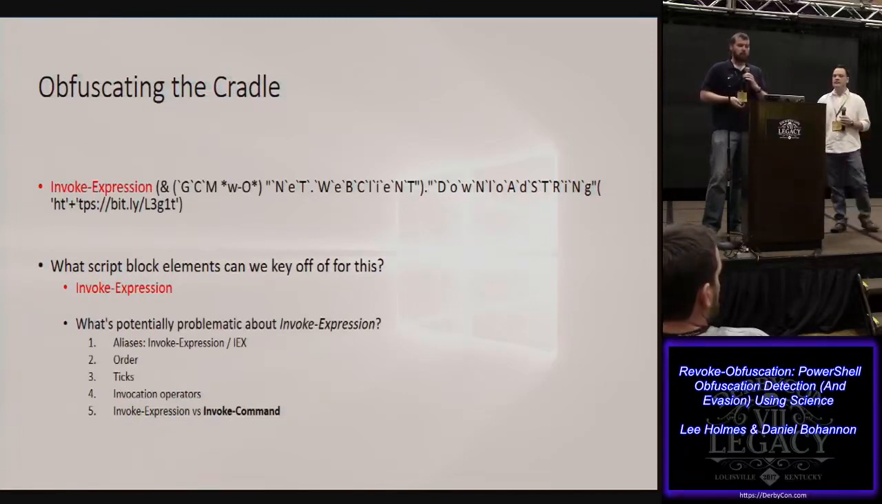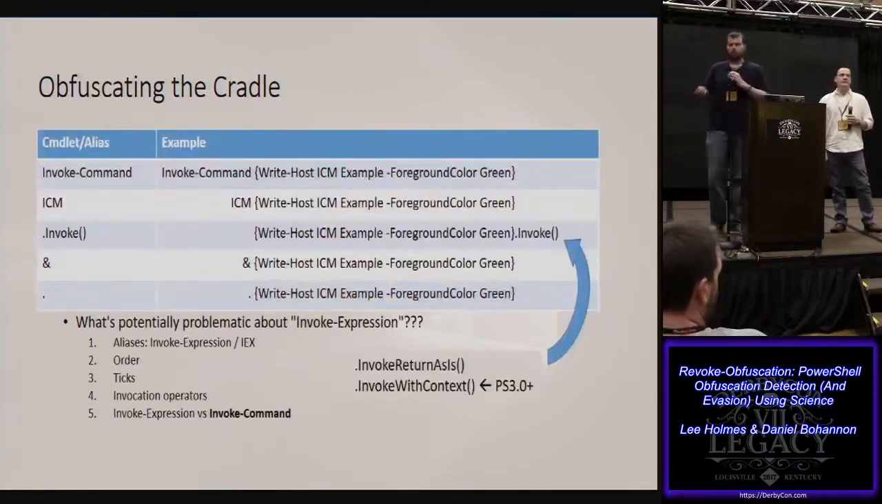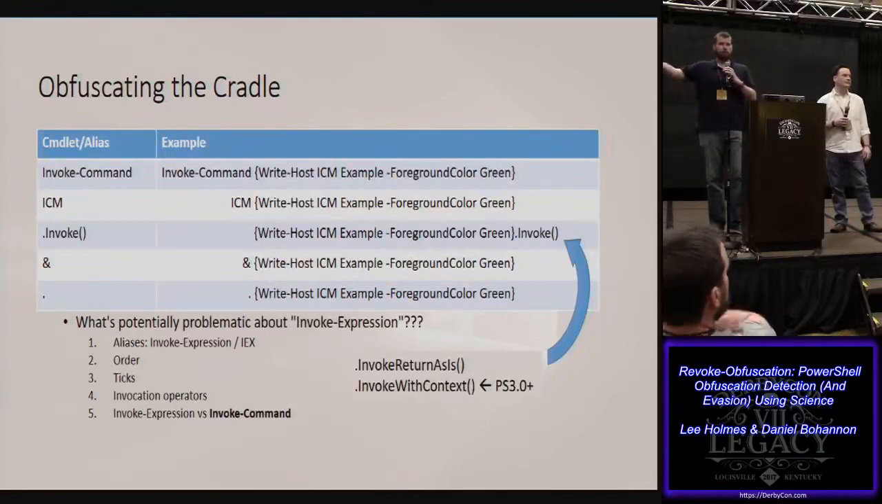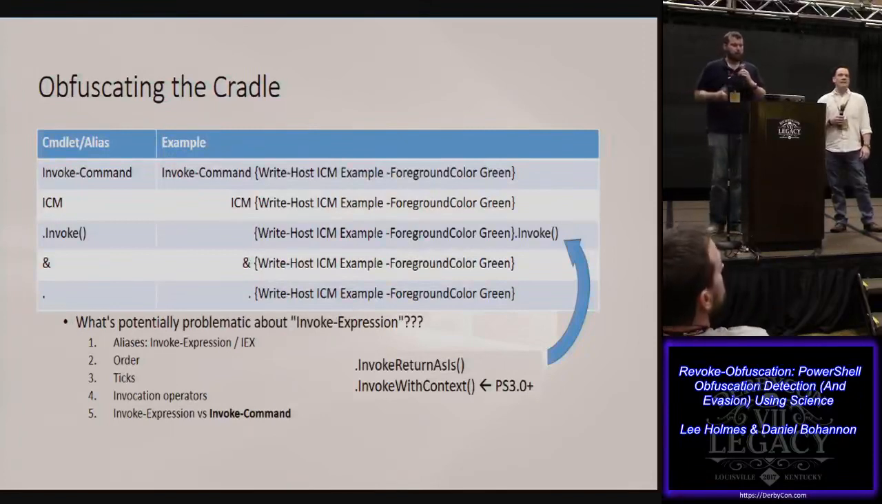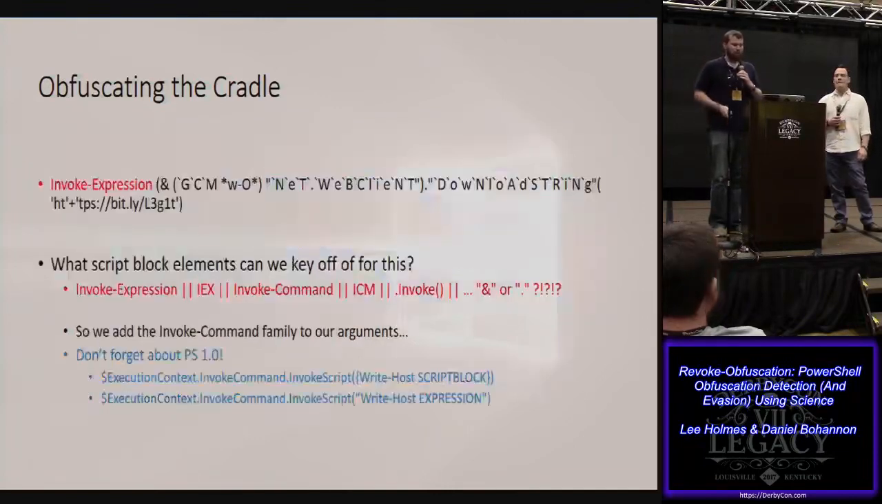The other thing we have to keep in mind is that Invoke-Expression has a very close cousin called Invoke-Command. Now, most people think of Invoke-Command only in the context of running a script block on a remote system, but if you never specify a remote computer name, it will run locally. So Invoke-Expression will handle expressions, or strings, if you want to think of it that way. Invoke-Command is going to expect a script block. So you have Invoke-Command, ICM, you can basically do .Invoke or use the invocation operators, InvokeReturnAsIs, InvokeWithContext. There's lots of these methods to keep track of.